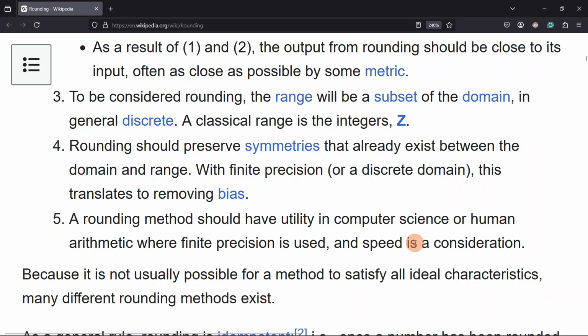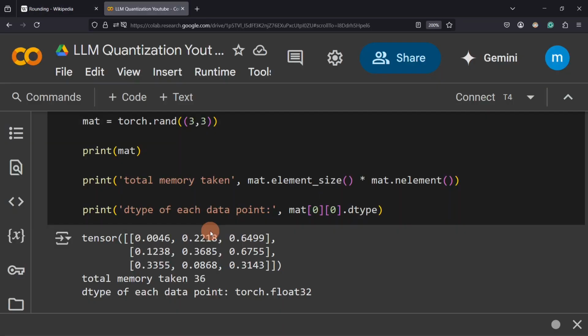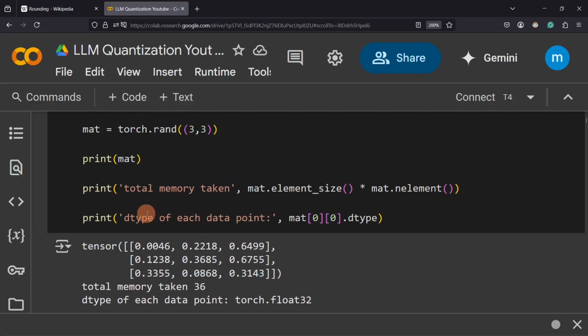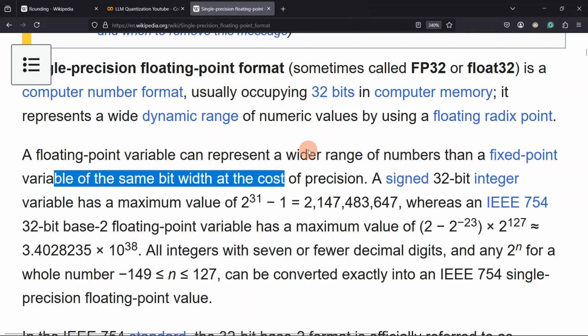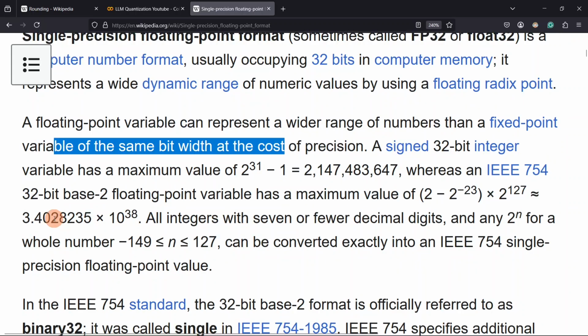a consideration. By default, if you create a random matrix in Torch, it will create the float values in float 32 precision. A floating point variable can represent a wider range of numbers than a fixed point variable of the same bit width, at the cost of precision. As per Wikipedia, the range of floating values is 3.40 times 10 to the power 38, while that of integer is only 2 to the power 31, or rather 10 to the power 9 values.